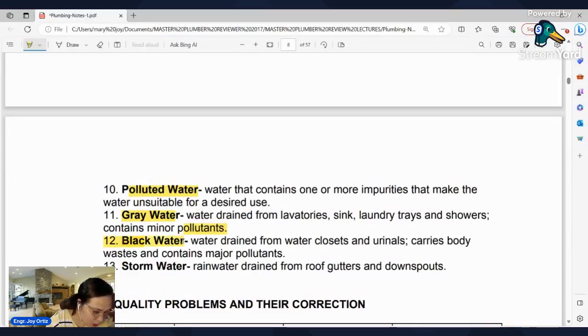Next is black water. Water drained from water closets and urinals carries body waste and contains major pollutants. So, when you use the toilet later, that is called black water. Okay, I learned something again. Storm water is rainwater. So now we have new water categories.